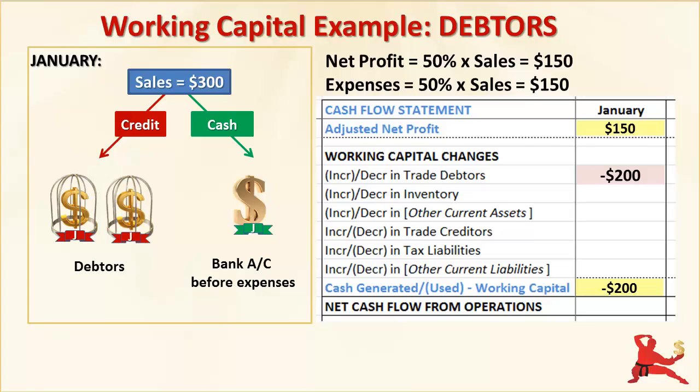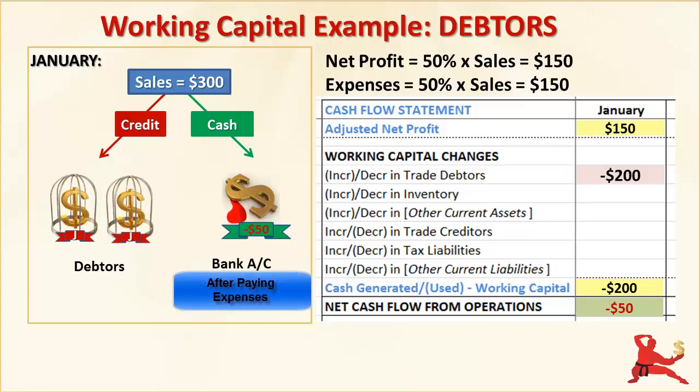What the cash flow statement shows you is that even though you made a profit of $150, the business had negative net cash flow of $50. Cash payments exceeded cash receipts by $50. We started business with nothing in the bank account. This negative cash flow from operations means that the bank account goes into the red by $50.